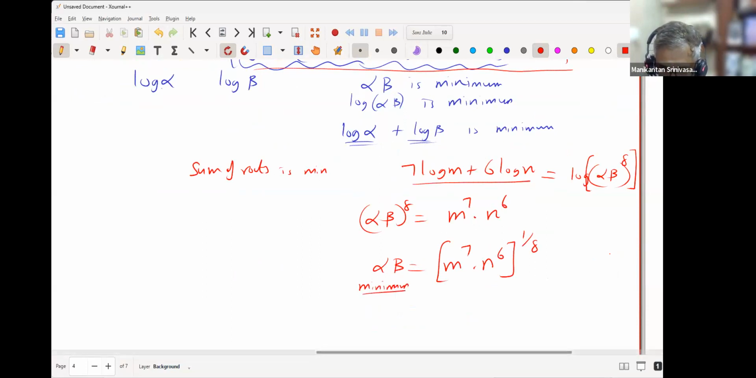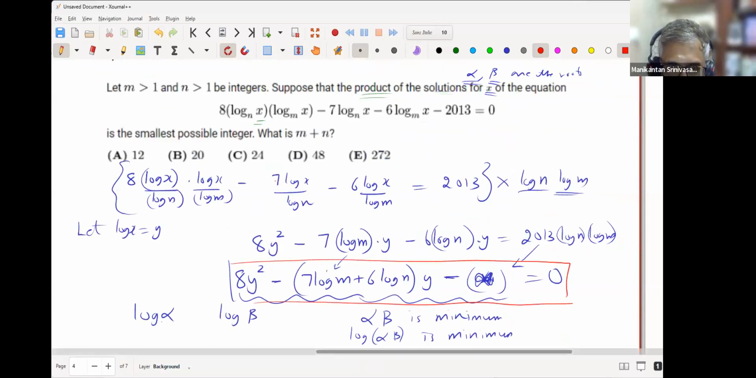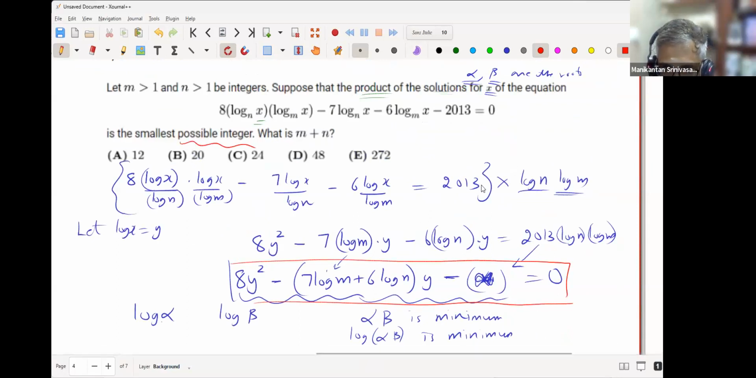It doesn't help that minimum also has just nothing but m's and n's, so when I write minimum, I get confused with m and n. Okay, so this alpha beta will be minimum, which means as small values for m and n as possible, right? Such that this whole power 1 by 8 is a smallest positive integer. So this product of roots must be an integer, right?